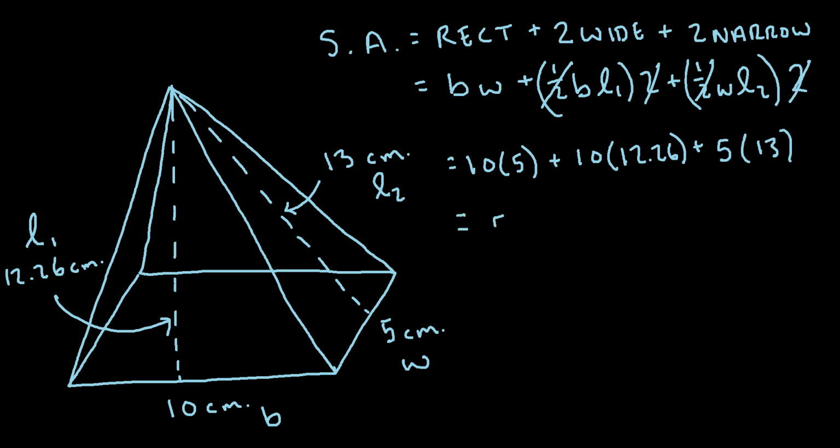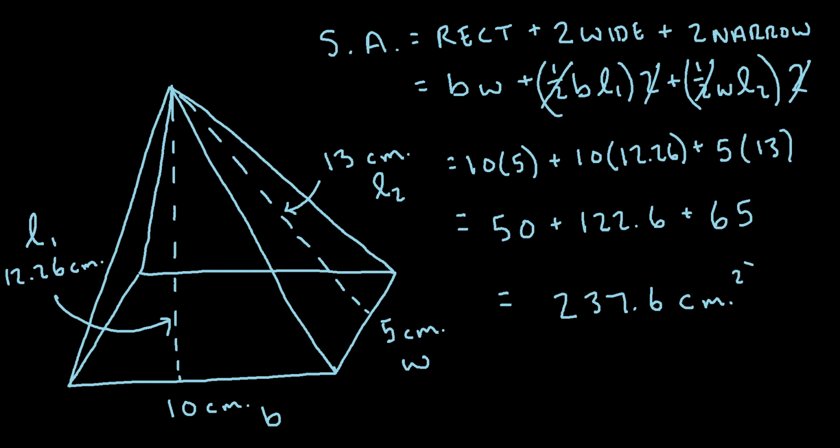10 times 5 is 50, plus 10 times 12.26. When we multiply by 10, we just have to move the decimal place over 1. So we get 122.6. And then we have 5 times 13, that's 65. So when we add these three together, we get 237.6. And remember, the units we're working in is centimeters. So we'll say centimeters squared since we're talking about surface area. So this is the surface area of this rectangular pyramid.